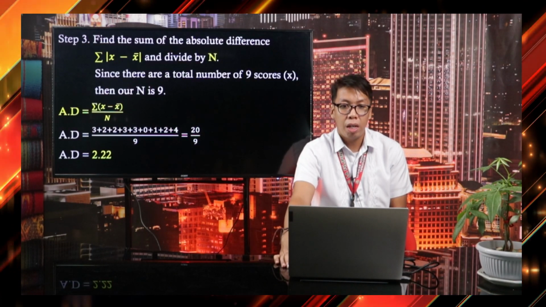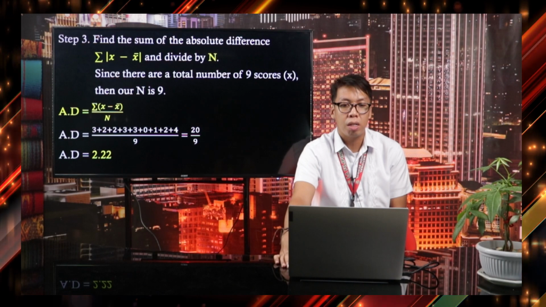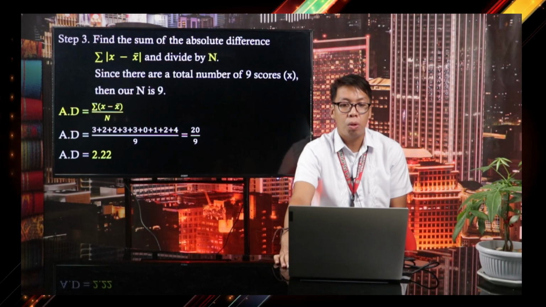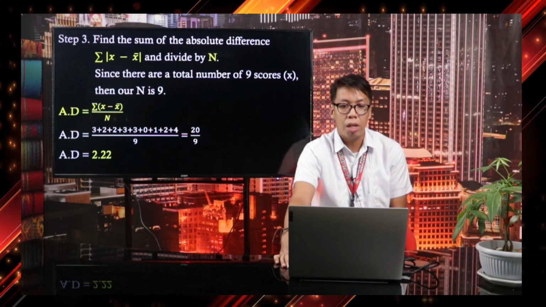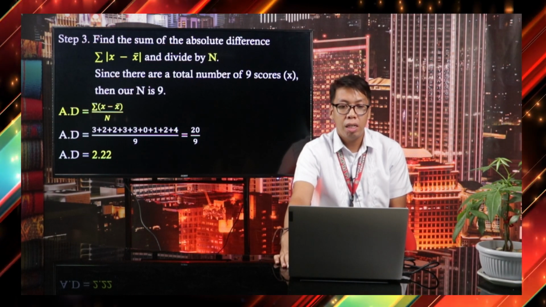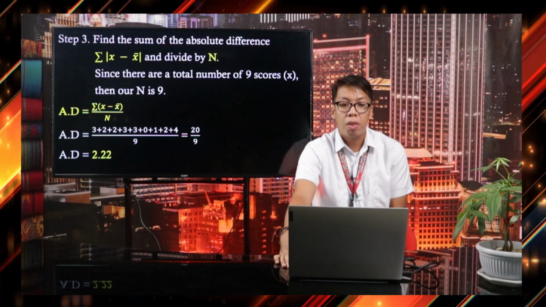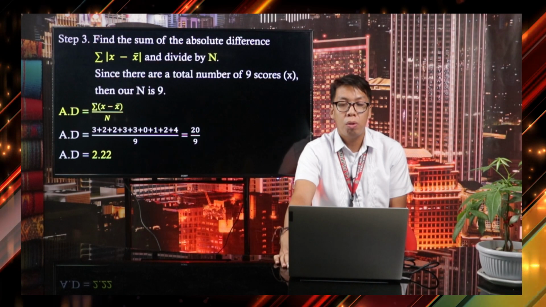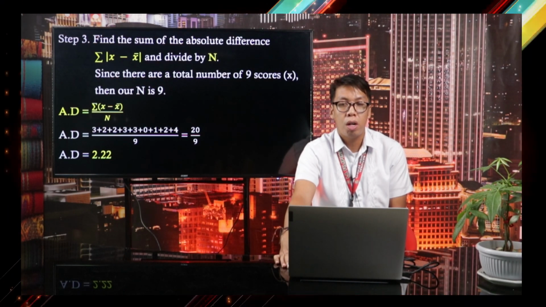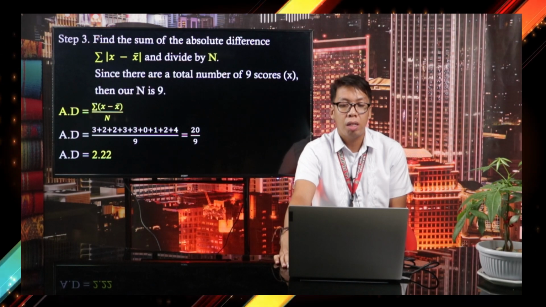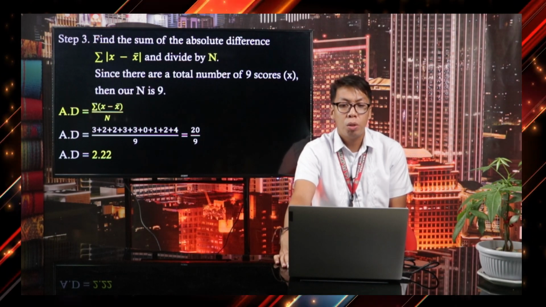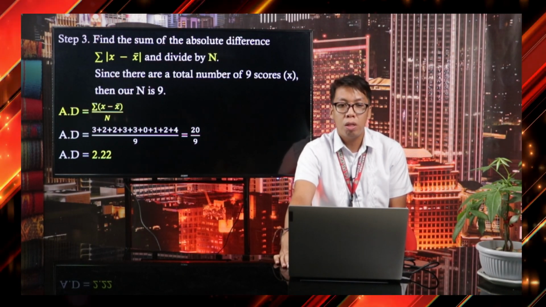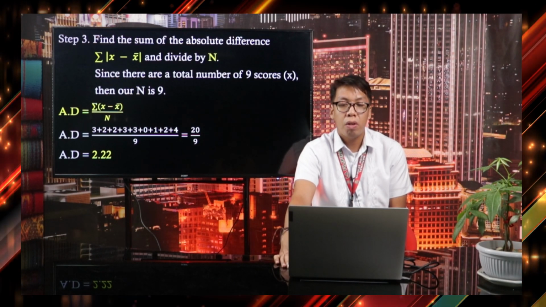Step 3. Find the sum of the absolute differences and divide by n. Since there are a total of 9 scores, our n is equal to 9. Now, add the data: 3 plus 2 plus 2 plus 3 plus 3 plus 0 plus 1 plus 2 plus 4 is equal to 20, divided by the number of scores, which is 9. 20 divided by 9 is equal to 2.22. 2.22 now is our average deviation.